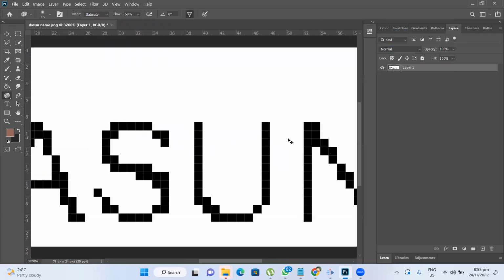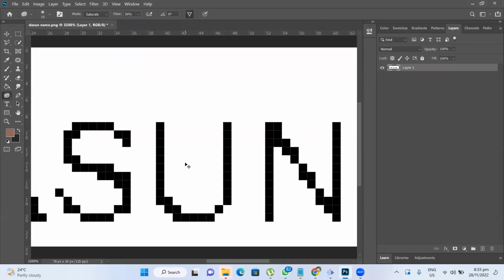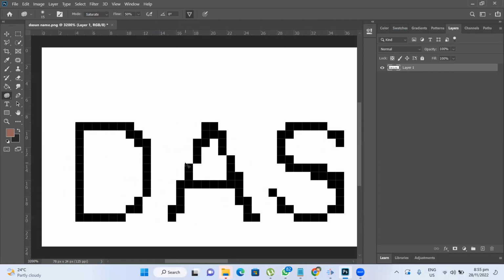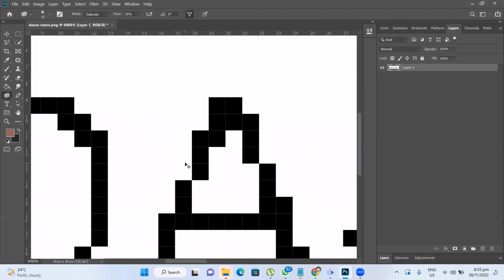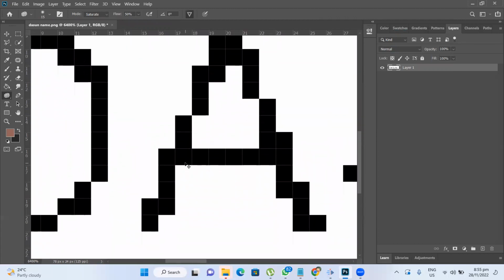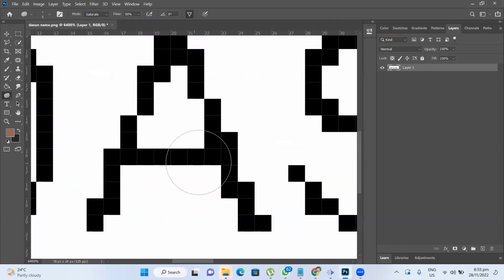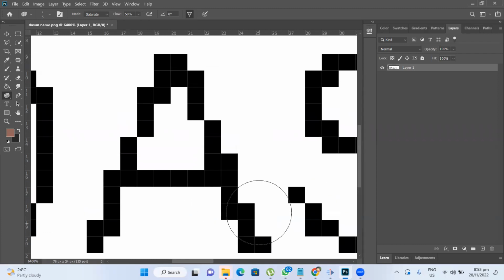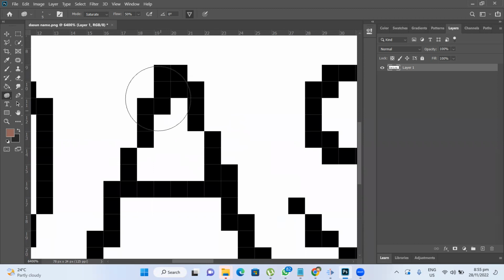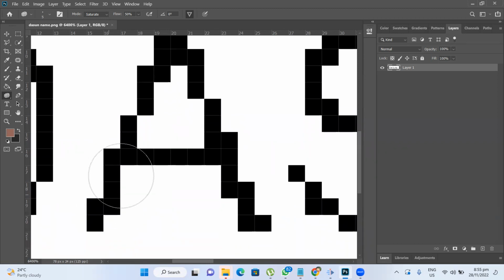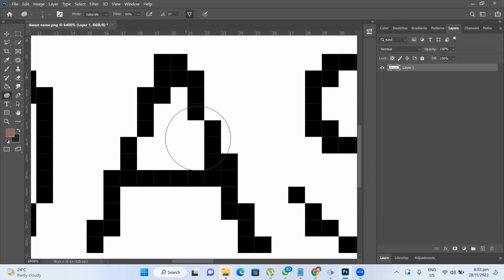Let me zoom. So what can you see there? Pixels. Small pixels. Or if you don't know the real name, the name doesn't matter. But at least can you see small squares? These are small squares, right? Yes. It's actually the letter A in Dasun. Letter A is made up of small squares.